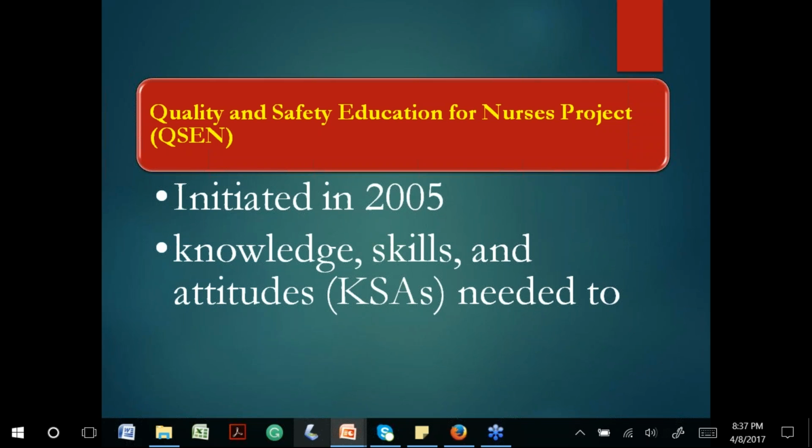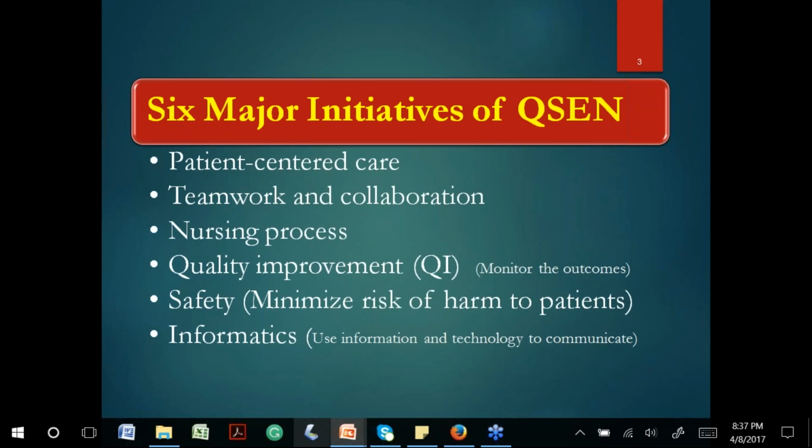Okay, so let's continue. The six major initiatives of QSEN, we will see, are patient-centered care. That means our concern is always going to be the patient, which is obvious. Teamwork and collaboration, the nursing process, so we need to talk about the nursing process, and monitoring the outcomes. Monitoring the outcomes means the nurse never stops monitoring during the nursing process. Then safety, minimizing risk and harm to the patient, and informatics. Informatics has the purpose of making things faster, easy, and accessible, and diminishing errors and mistakes.